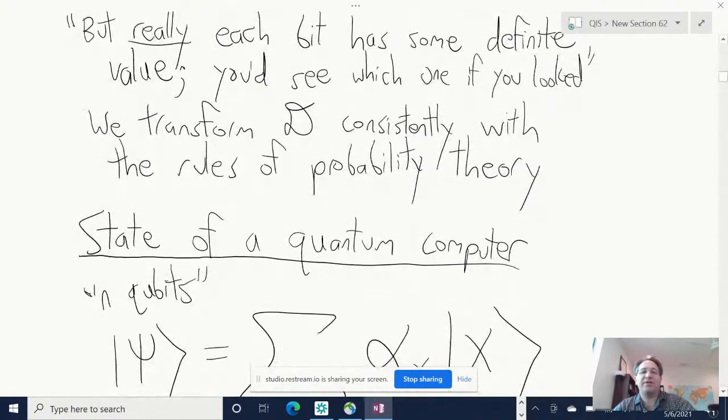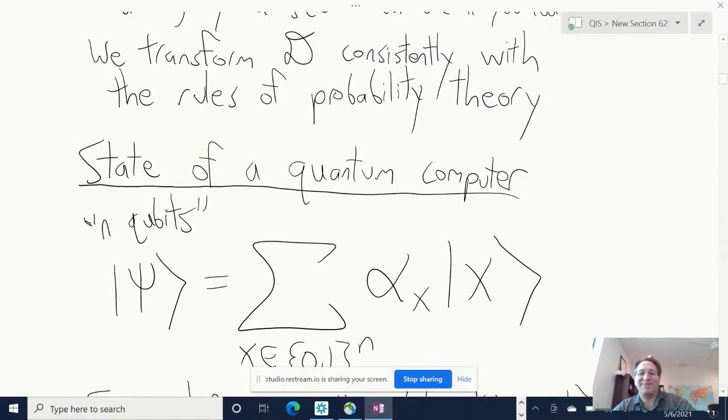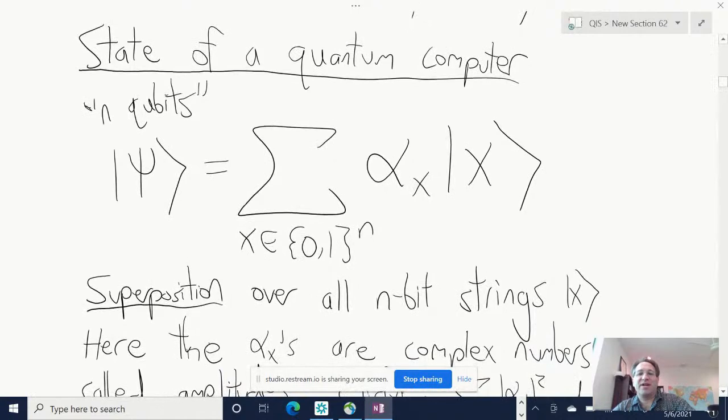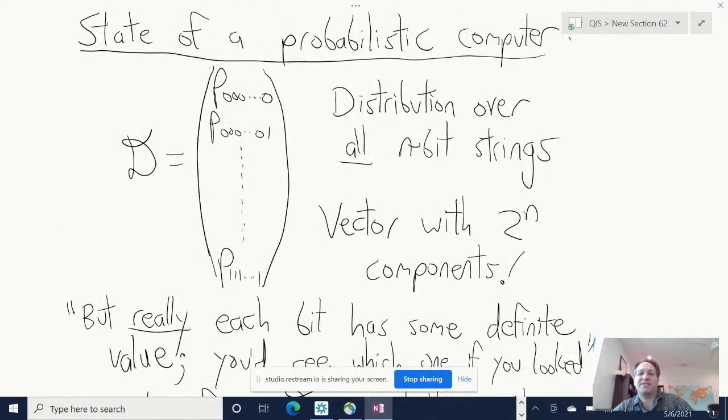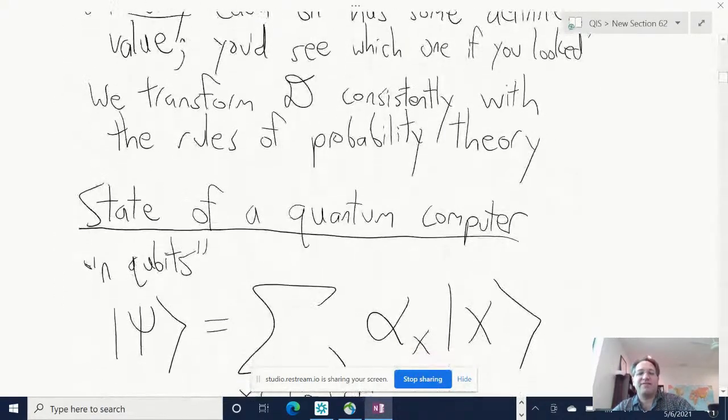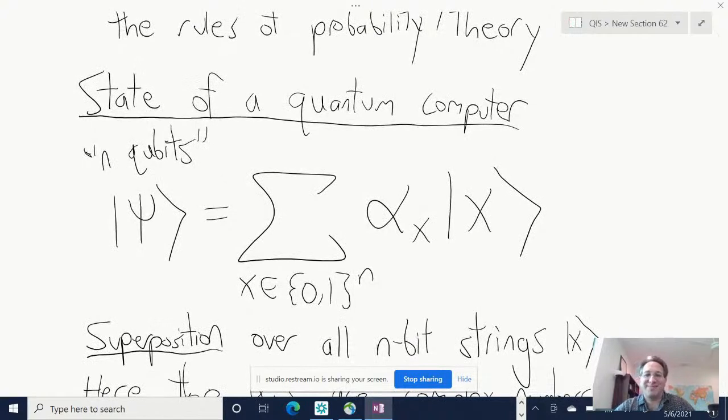So now if you understood all of that, I am ready to tell you what a quantum computer is. A quantum computer is at some level almost the same thing as the classical probabilistic computer, except that instead of a vector of 2 to the n real numbers, namely the probabilities, one for each possible n-bit string, now we have a vector of 2 to the n complex numbers, which are called amplitudes. Here I am just using the notation that physicists like to use for vectors, these angle brackets, which are called Dirac kets.